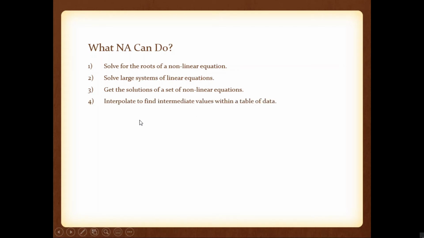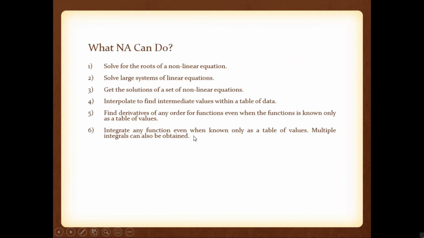Then we can interpolate a function using a table of data. We can find the derivative of any order by using tabulated values. We can integrate any function by using the tabulated values. Please note, we need data. Without data, we can't do the differentiation or integration. So the fourth, fifth and sixth ones are possible by using a table of data only. If you don't have any data, we can't do the fourth, fifth and sixth ones.